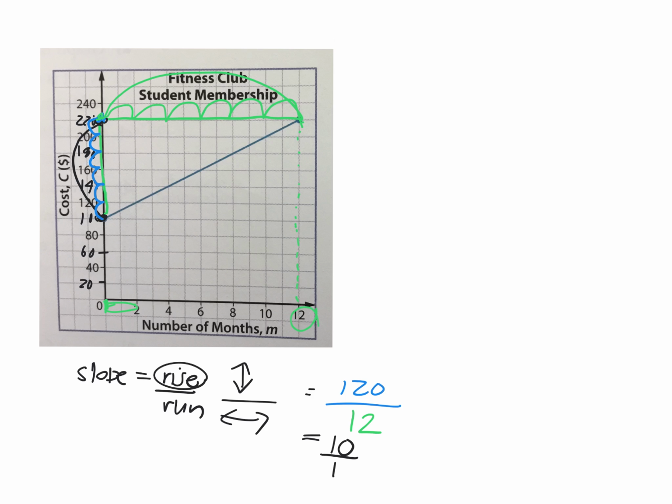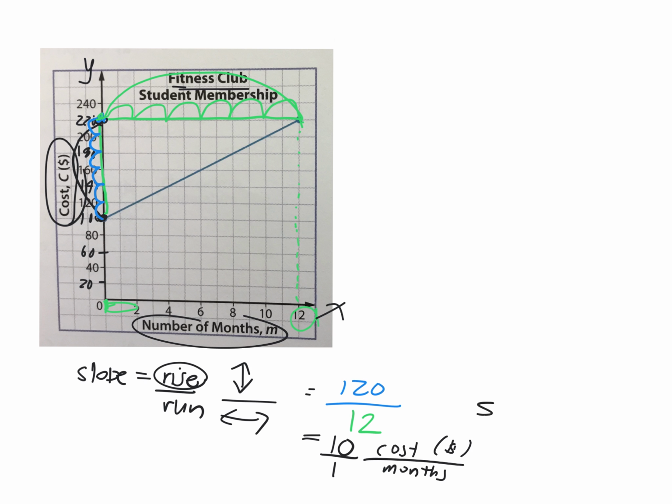Remember, the rise represents the change in the y values. What is on your y-axis? The cost, right? Over what's on the x-axis? Number of months. So what does this mean in this question? We're looking at a fitness club membership. The cost is, what does this mean? $10 per month. That's what this slope is actually telling you. It's telling you how the graph changes over every month. It changes by $10 every month, okay?